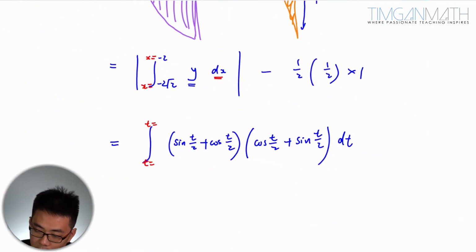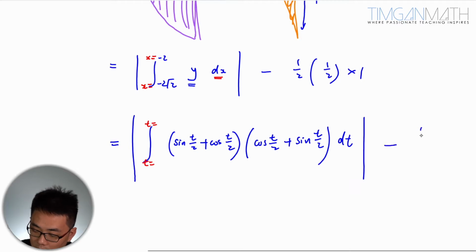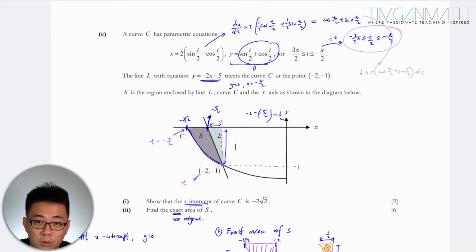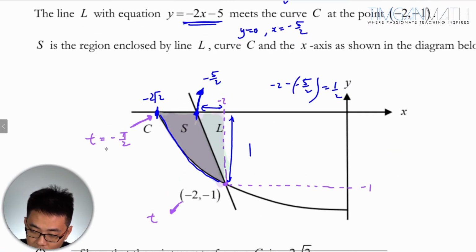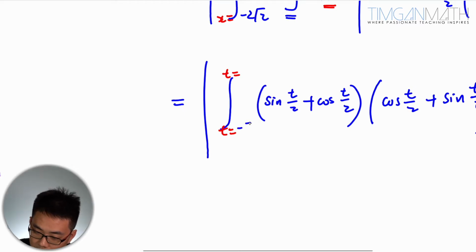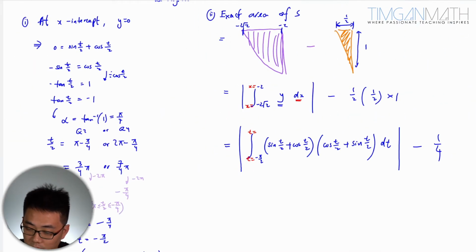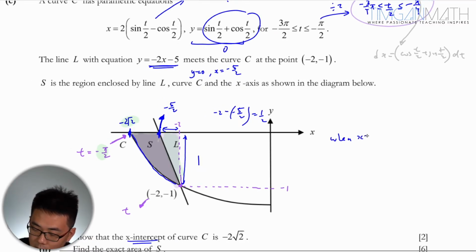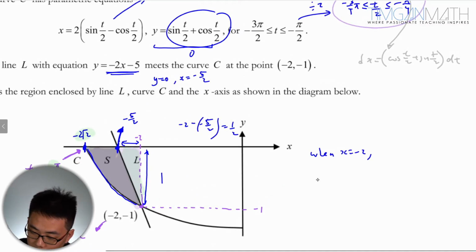So now the problem is no longer there, it is a parameter. So at x equals negative 2 over root 2 here, we know that the corresponding parameter is minus pi over 2. So that is pretty okay. This parameter is the one which is a problem. So when x equals minus 2, we know that minus 2 equals 2 sine t over 2 minus cosine t over 2.